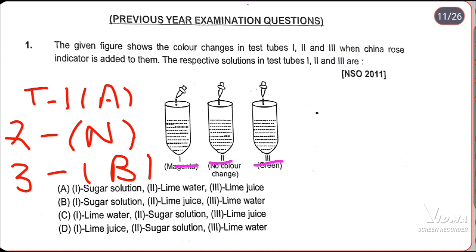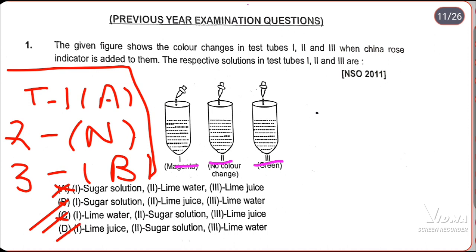So now on behalf of this we have to answer the question. In test tube number 1 we have to find something which is acidic in nature. In test tube 2 we have to find something which is neutral in nature, and in test tube number 3 we have to find something which is basic in nature. So sugar solution is not acidic. Lime water is also not acidic. Lime water is basic and lime juice is acidic in nature. Both are different things. Lime juice means neembu ka ras. So the correct answer is option number D.